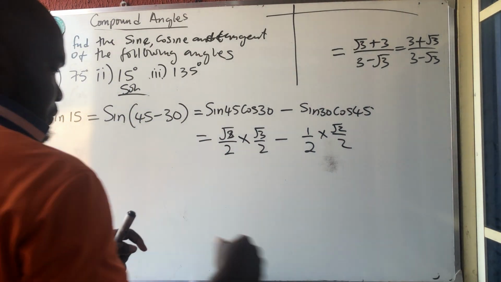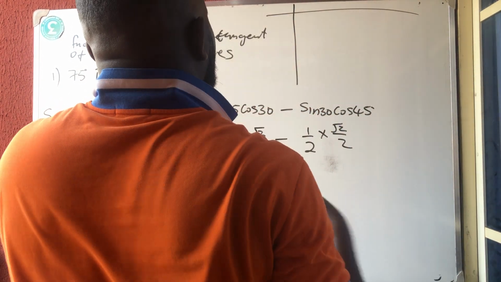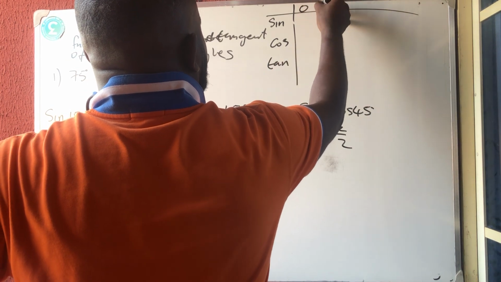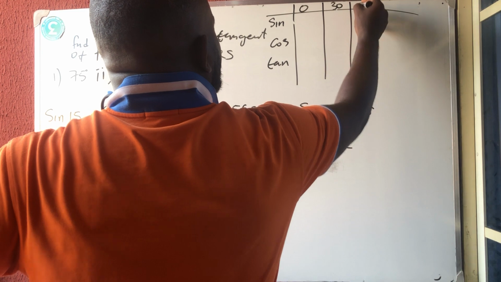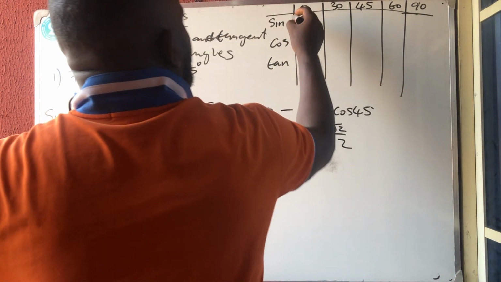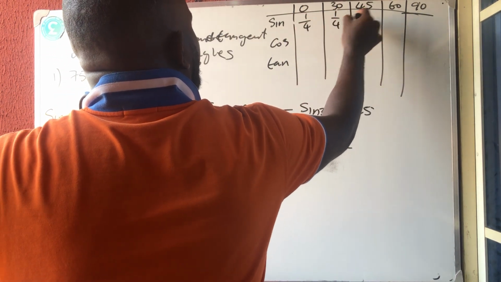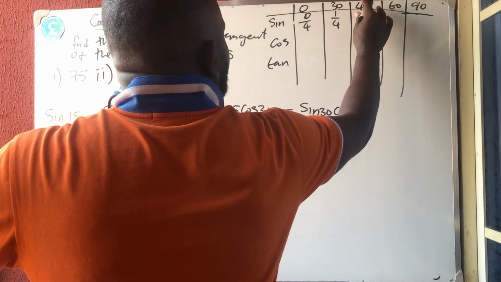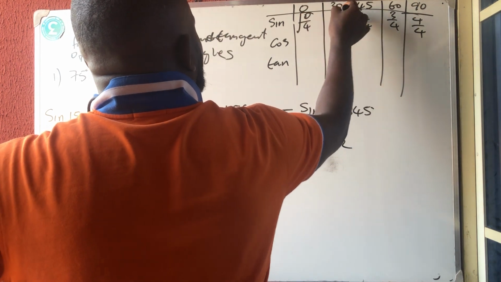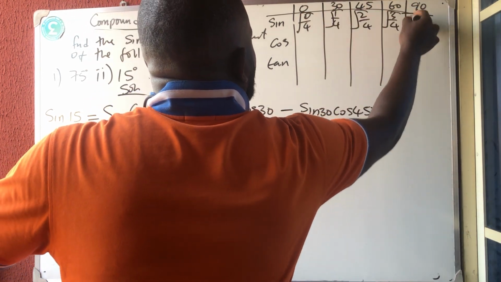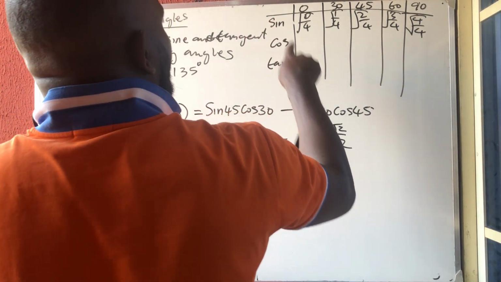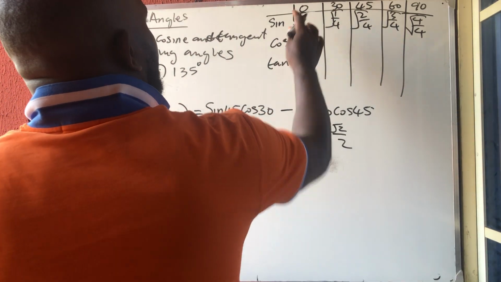Let me just do a little recall on that so that you will not get lost. If this is sine, this is cos, and this is tan, for special angles of 0, 30, 45, 60, and 90. It's very simple. Just say 0 over 4, 1 over 4, 2 over 4, 3 over 4, and 4 over 4. Then get the square root of everything here. Okay? So 0 divided by anything is 0, and square root of 0 is 0. So which means sine 0 is 0.